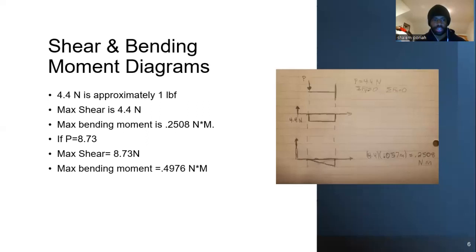So we found out that the actual max shear and the max bending moment can be found with P equal to 8.73. So the max shear force would be 8.73 newtons, and the max bending moment would then be 0.4976 newton meters.